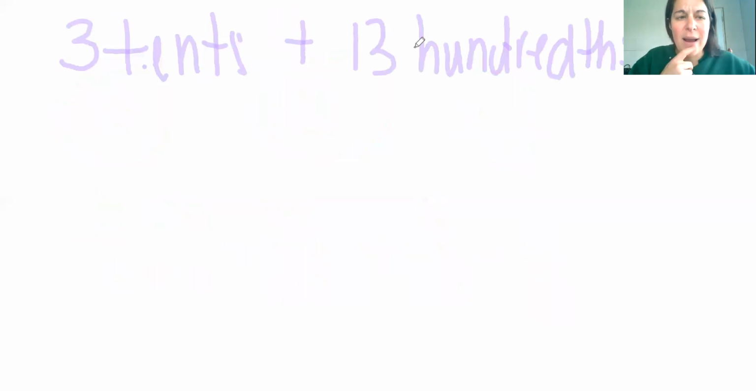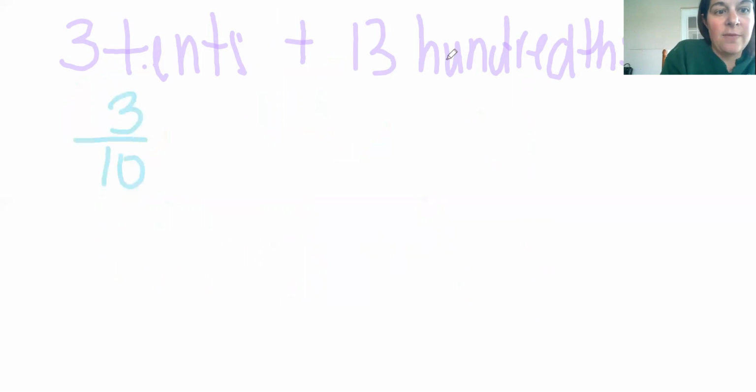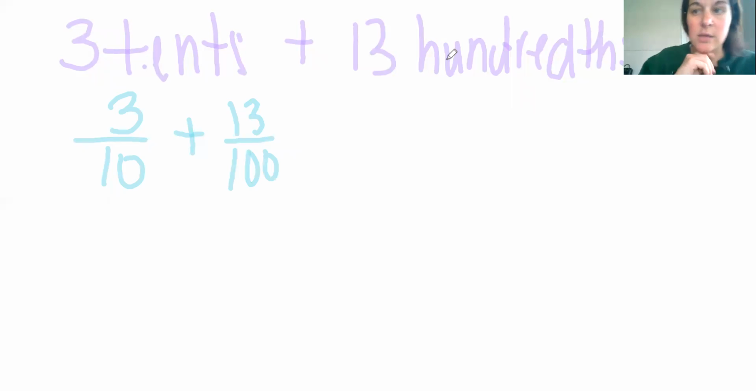Ooh, now I have 3/10 and 13/100. They did words this time. Well, I'm just going to write it out and let's see what I get, right? 3/10 plus 13/100. What do I have to do?